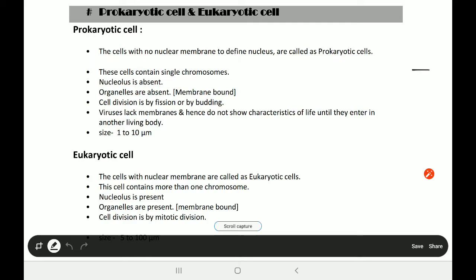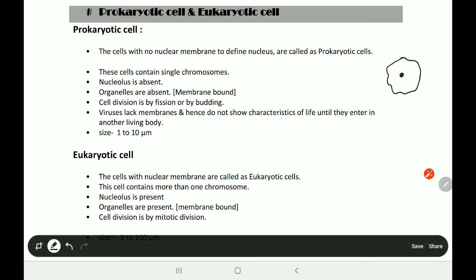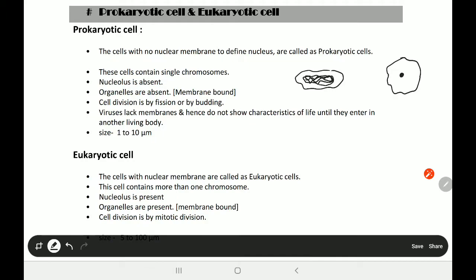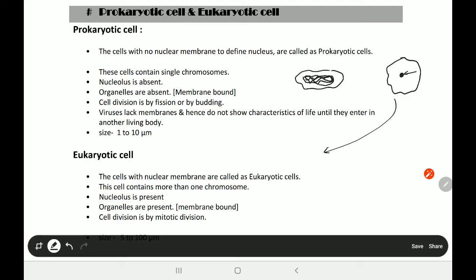Prokaryotic cell has no nuclear membrane. That means, see, this is what the cell is. Imagine, normally the cell has a nucleus which is defined, whereas in a prokaryotic cell, like in the coronavirus, the nucleus is not defined. There is no nucleus, it is just the matter moving around. That's it. There is no defined nucleus. Nucleus is defined in a eukaryotic cell. Right?